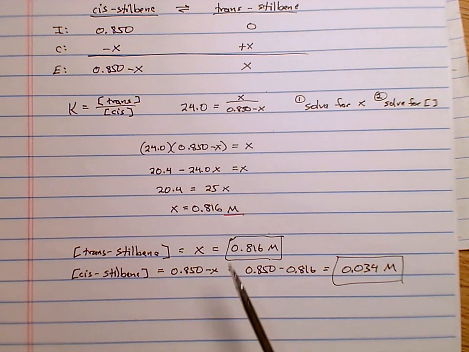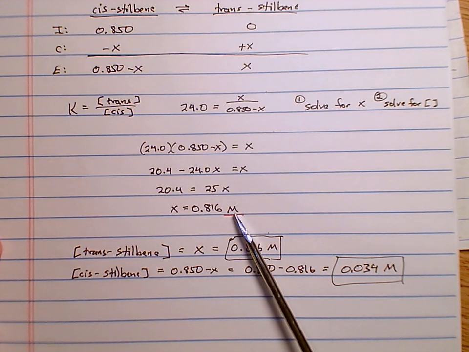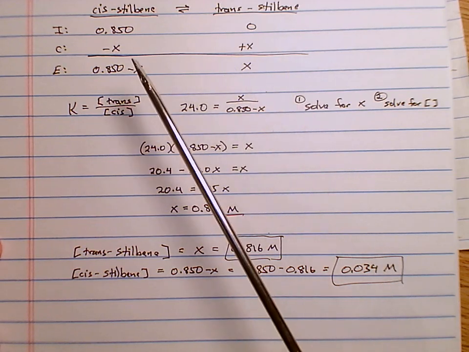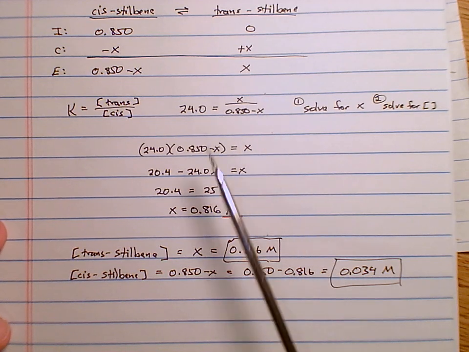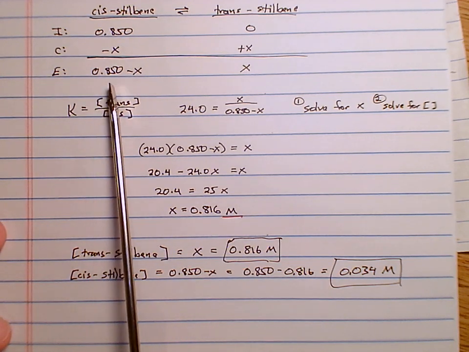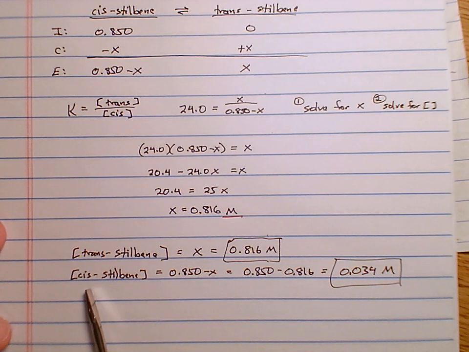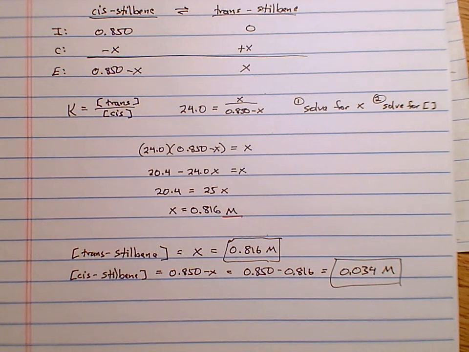Okay. Now, note that now that we've got 0.816 molar, we're not quite done. We need to solve for concentrations at equilibrium. Turns out the concentration of trans-stilbene at equilibrium is x. So we know our concentration of trans-stilbene is 0.816 molar. But our concentration of cis-stilbene is 0.850 minus x. So cis-stilbene concentration, 0.850 minus x, well, that's 0.850 minus 0.816, that equals 0.034 molar. And now we have those concentrations.